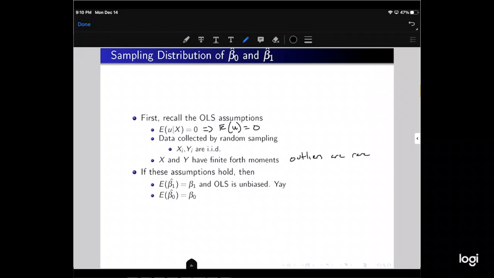If these assumptions hold, then the expected value of beta hat 1 is equal to beta 1, and OLS is unbiased. Yay. So remember, the definition of unbiasedness is the expected value of the estimator. So the expected value of y bar, in the case of the mean, is equal to mu y. In this case, the expected value of the slope or the expected value of the intercept are equal to their population values.